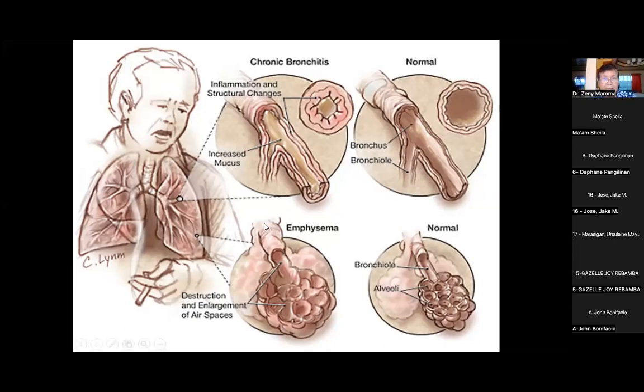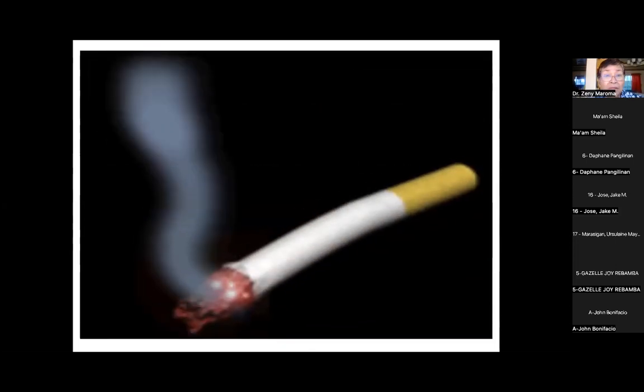And matatrap na yung hangin sa loob. So there's destruction and enlargement of air spaces. So there's abnormal inflation of the alveoli, air is trapped inside. At yun na yung emphysema. So chronic bronchitis can lead to emphysema. Okay? Chronic bronchial asthma can also lead to emphysema. Okay? And the culprit is cigarette smoking.